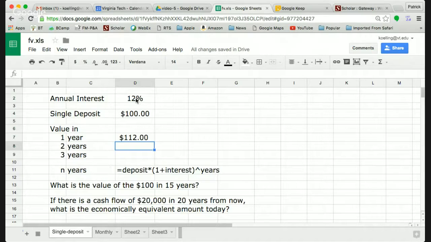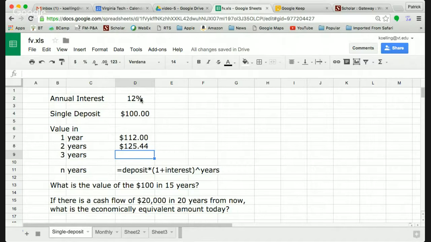So we gained interest of $12, so that's 12% of $100, and now the total is $112. Now remember, in our language, that means $100 today at an interest rate of 12% is economically equivalent to $112 1 year from now. What about 2 years from now? Well, in 2 years, we take what we had in year 1, and we take that times 1 plus the interest rate again. So we can say that $100 today at an interest rate of 12% is economically equivalent to $125.44 2 years from now.